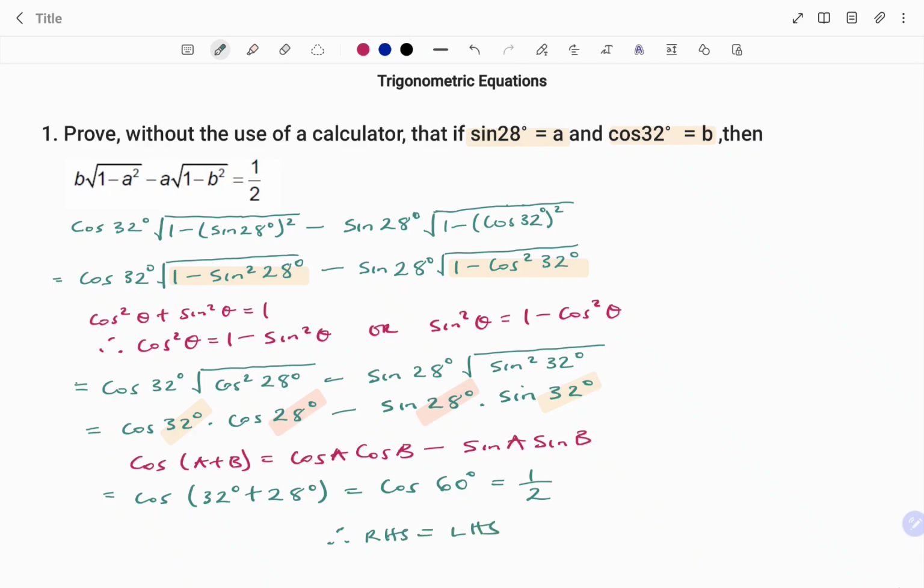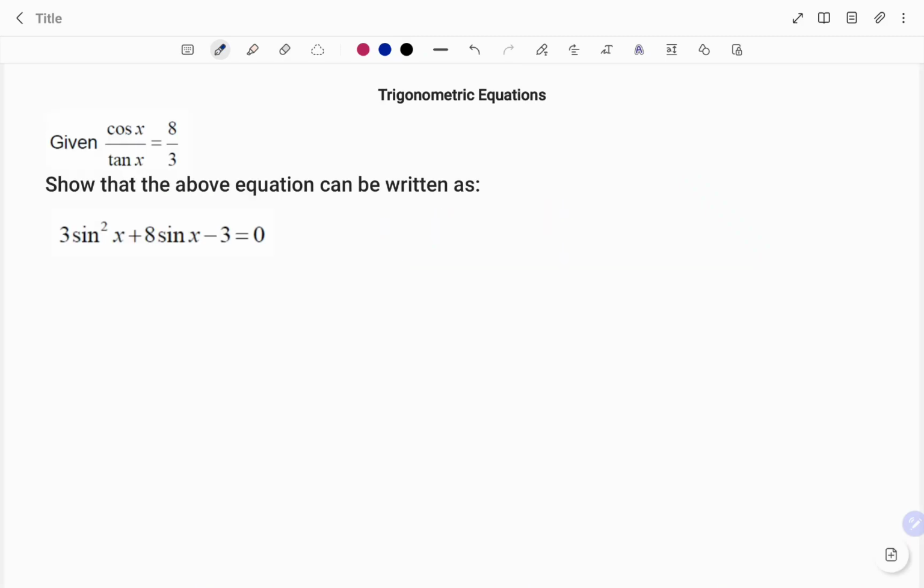Let's look at the second example. In my second example, I am given cos x over tan x equals 8 over 3. Show that the above equation can be written as 3 sine squared x plus 8 sine x minus 3 equals 0.